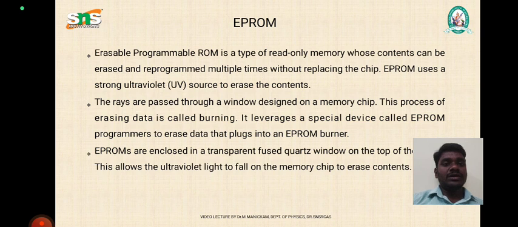Erasable programmable read-only memory is a type of read-only memory whose contents can be erased and reprogrammed multiple times without replacing the chip. EPROM uses a strong ultraviolet source to erase the data. The rays are passed through the window designed on the memory chip. This process of erasing data is called burning. It leverages a special device called an EPROM programmer, which plugs into an EPROM burner. EPROMs are enclosed in a transparent fused quartz window on top of the ICs. This allows the ultraviolet light to fall on the memory chip to erase the contents. This is the exact mechanism of erasing data in EPROM.